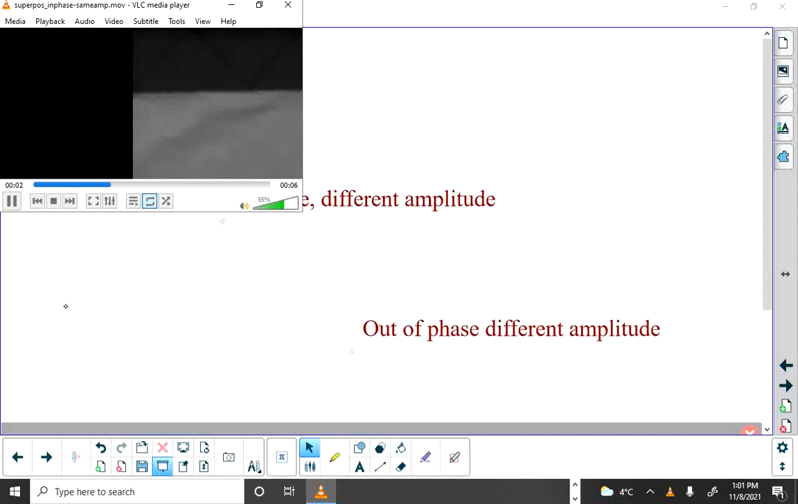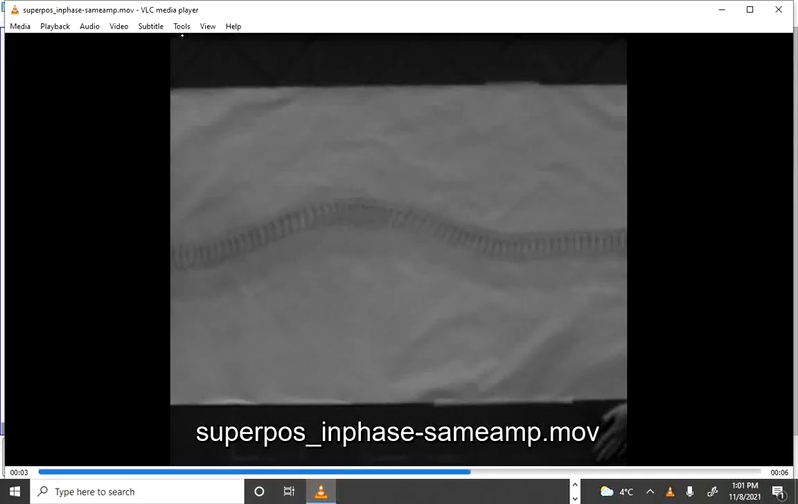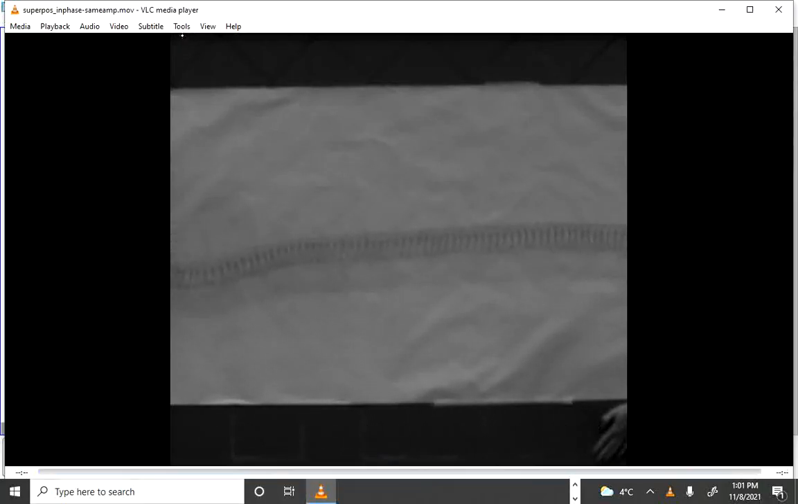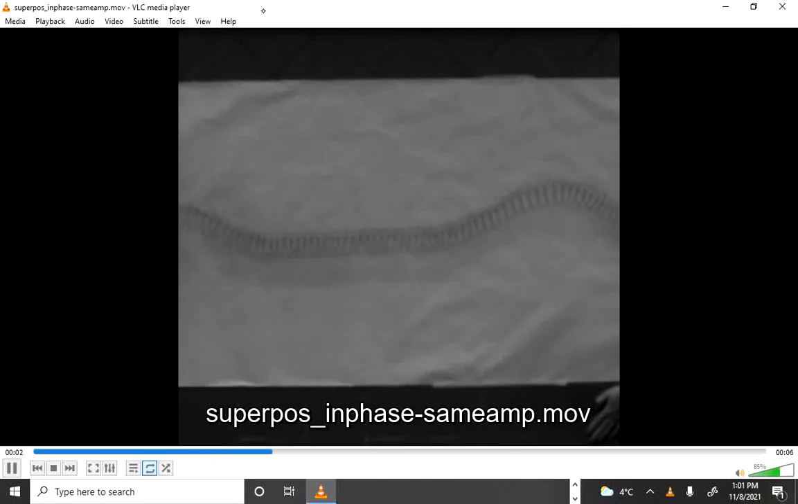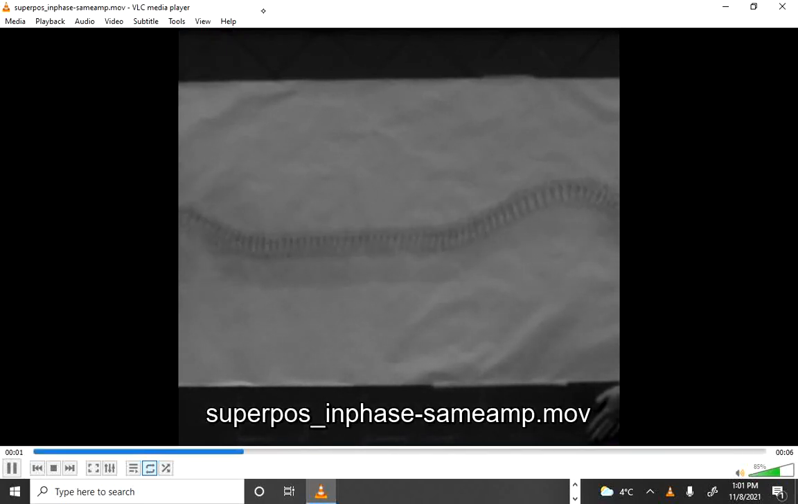And what I would tell you is we have these two waves. So they're passing through each other. Now, when you look at that, I hope most of you see that they bounce off of each other.